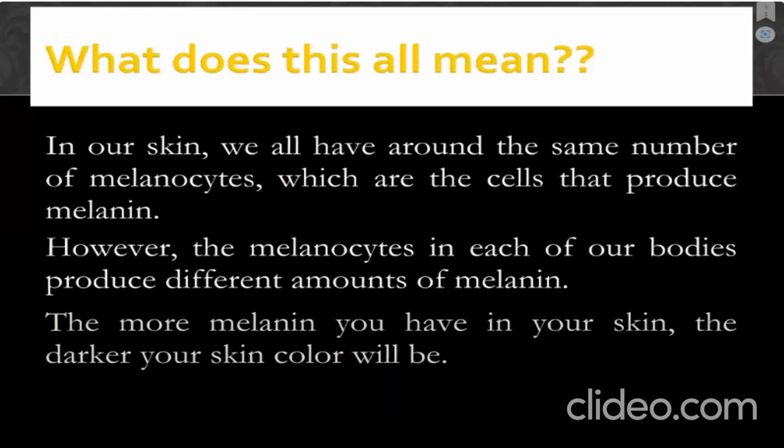So what does this actually mean? In our skin, we all have around the same number of melanocytes, which are the cells which produce melanin. However, the melanocytes in each of our bodies produce different amounts of melanin. The more melanin you have in your skin, the darker your skin color will be.